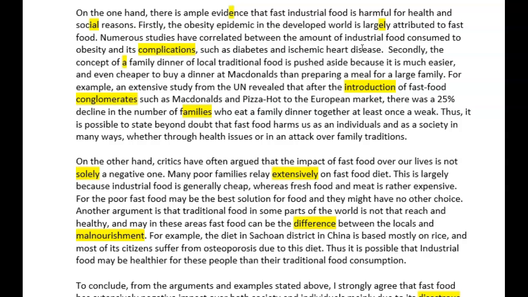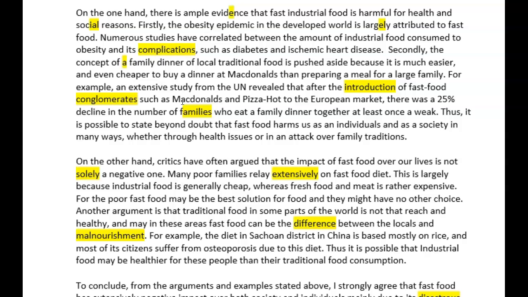Secondly, okay, the concept of a family dinner of local traditional food is pushed aside because it is much easier and even cheaper to buy a dinner at McDonald's than preparing a meal for a large family. For example, an extensive study from the UN revealed that after the introduction of fast food conglomerates such as McDonald's and Pizza Hut, it's actually with a U, McDonald's is out without an A, but that's neither here nor there, to the European market, there was a 25% decline in the number of families who eat a family dinner together at least once a week.